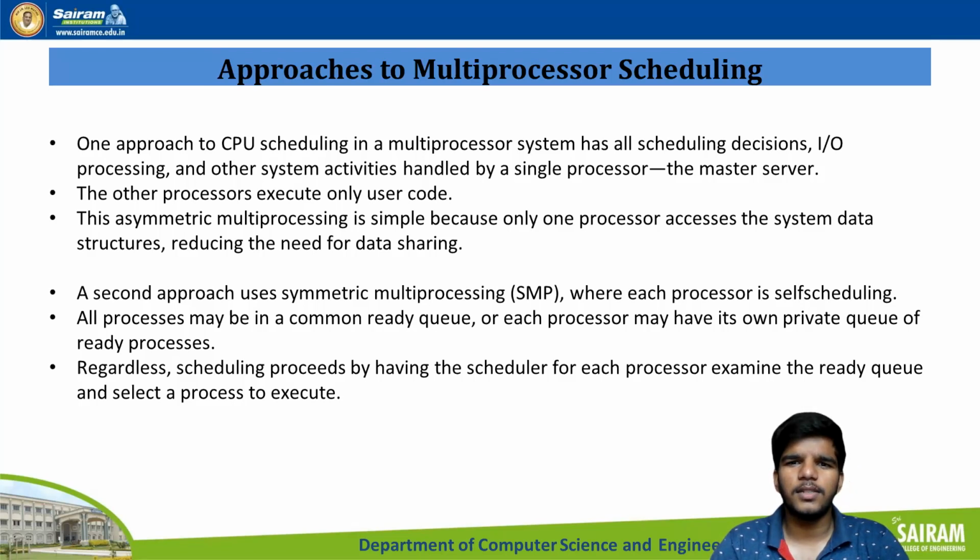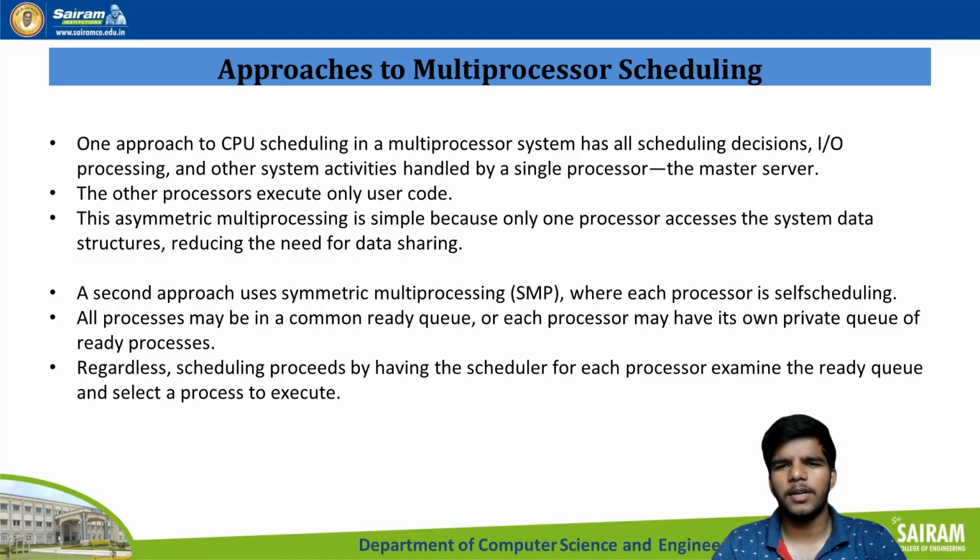The first approach is where the multiprocessor system has all the scheduling decisions, input-output processing, and other system activities handled by a single processor. Here, there is one master server or a single processor which handles all the functions. The other processors execute only user mode. This asymmetric multiprocessing is simple because only one processor accesses the system data structures, reducing the need for data sharing. And there is another approach here, symmetric.